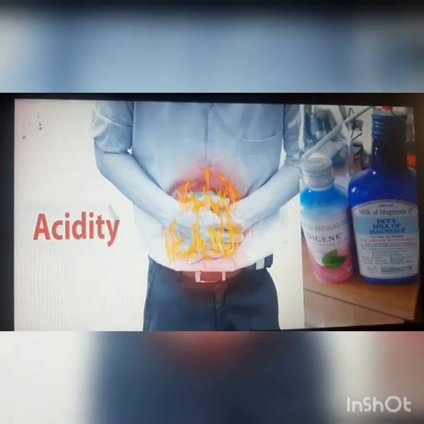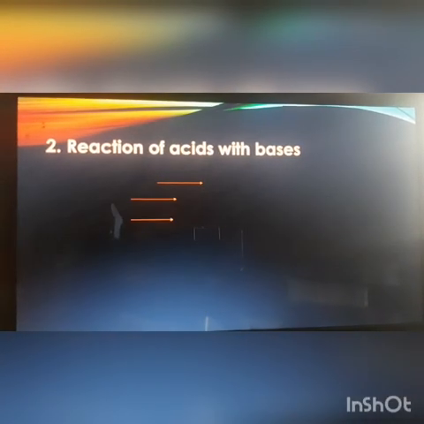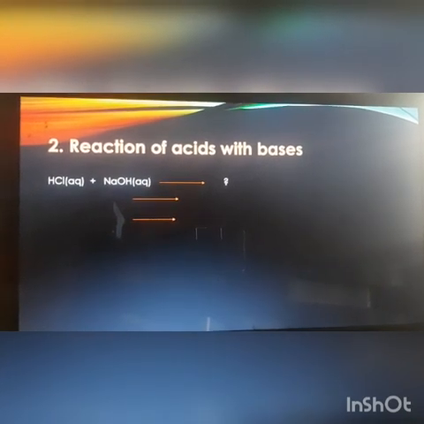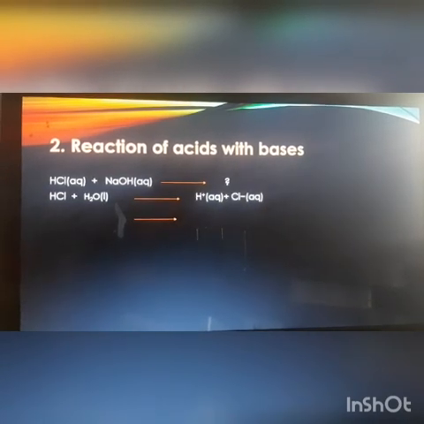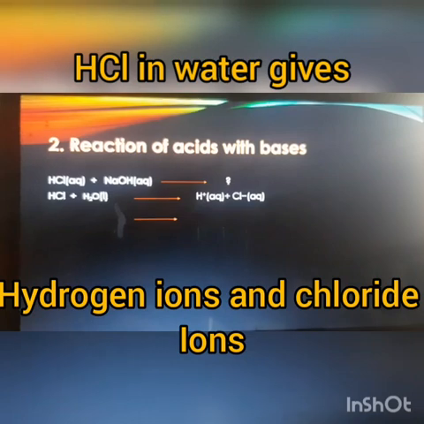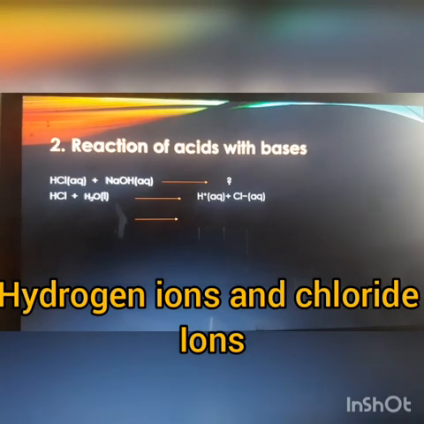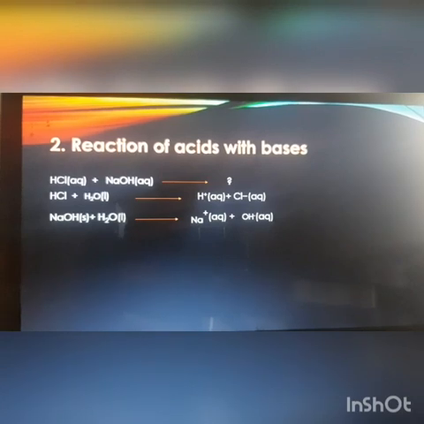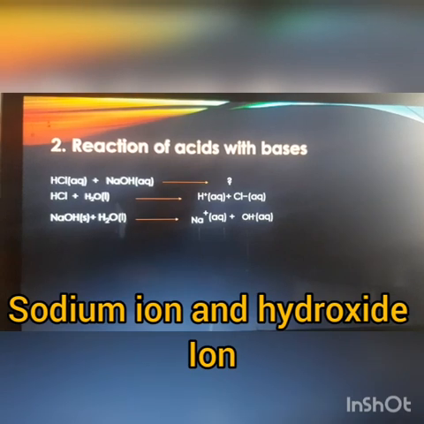Now we are going to understand this concept through a chemical equation. How does an acid react with a base? Let's take one example, HCl, a very easy one. HCl reacts with sodium hydroxide. When HCl is taken in aqueous form, that means dissolved in water, it splits into ions, which we have already studied, H plus and chloride ions. And sodium hydroxide, when dissolved in water, splits into sodium ion and hydroxide ion.